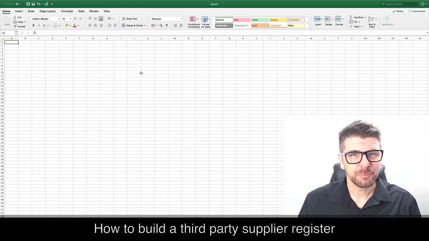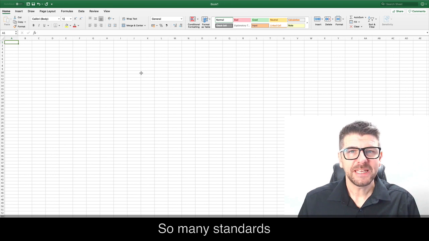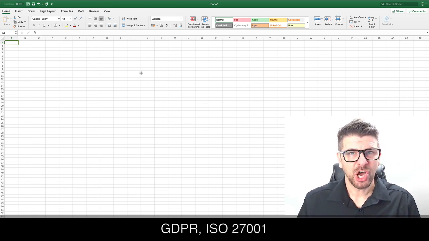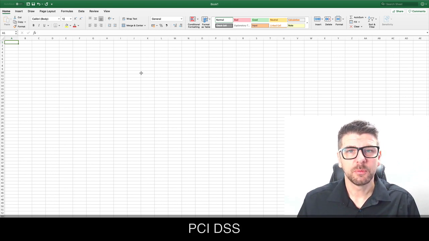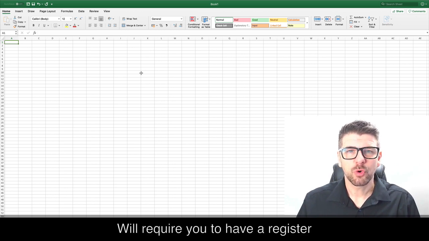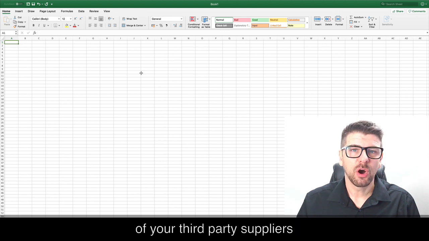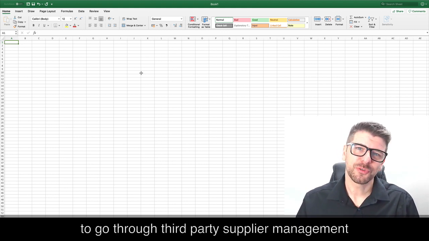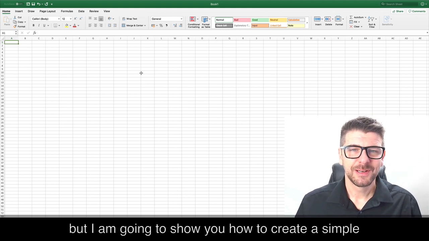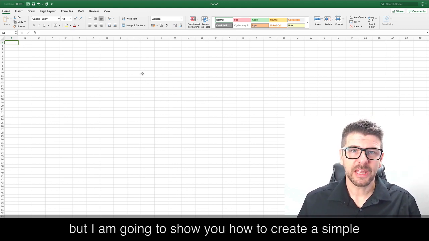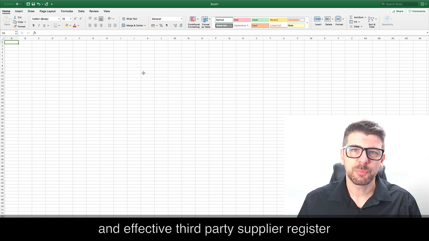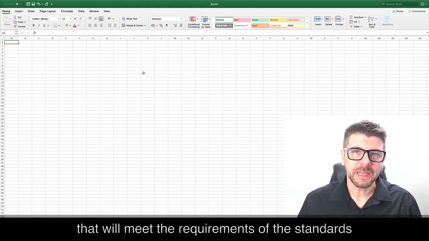How to build a third-party supplier register. So many standards, GDPR, ISO 27001, PCI DSS, SOC, SOC 2, will require you to have a register of your third-party suppliers. It is not the intent here to go through third-party supplier management, but I'm just going to show you how you can pull together a simple and effective third-party supplier register that will meet the requirements of the standards.